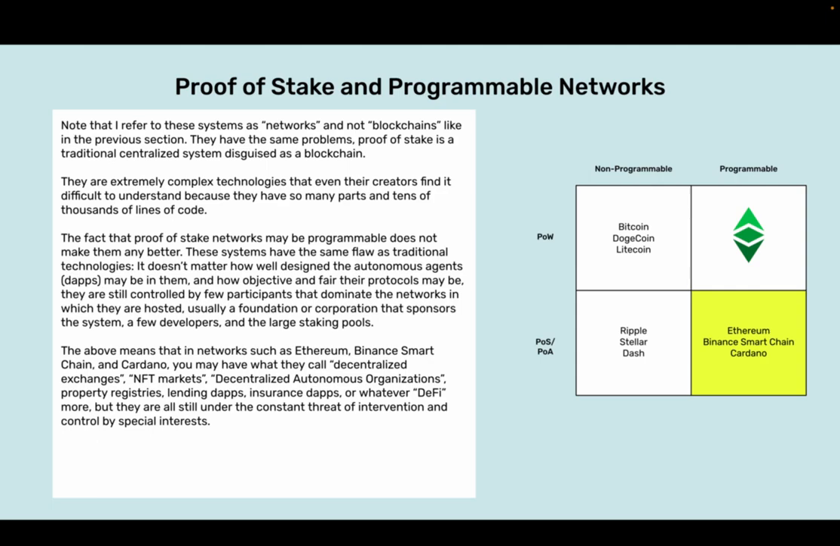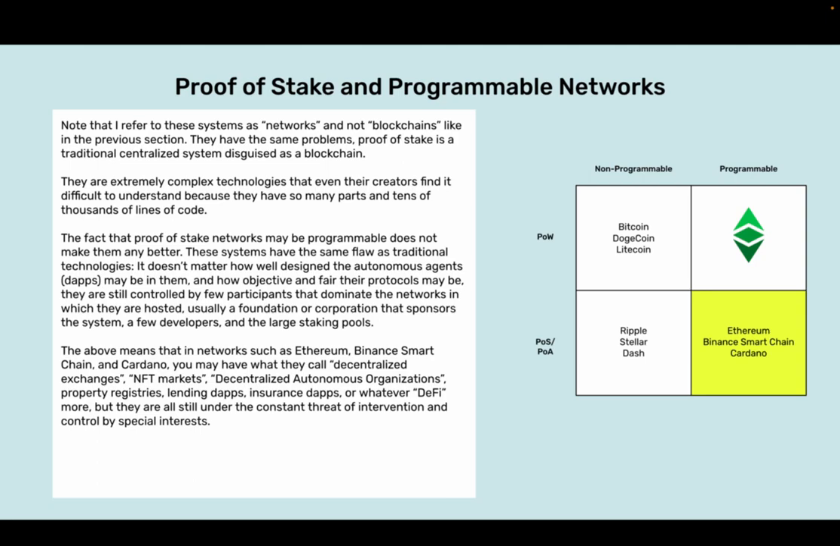They are extremely complex technologies that even their creators find it difficult to understand because they have so many parts and tens of thousands of lines of code. The fact that proof of stake networks may be programmable does not make them any better. These systems have the same flaw as traditional technologies.